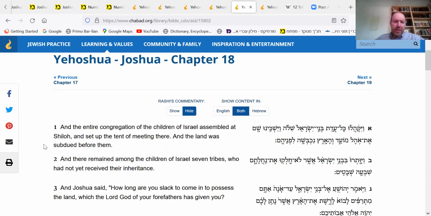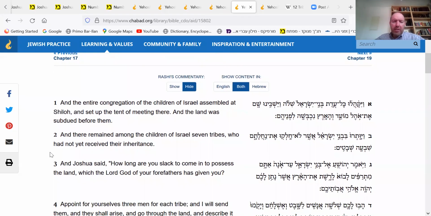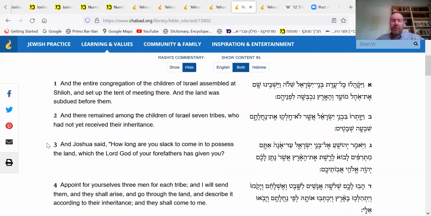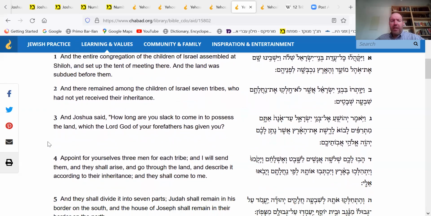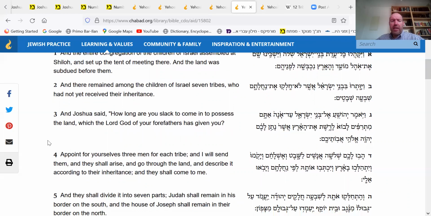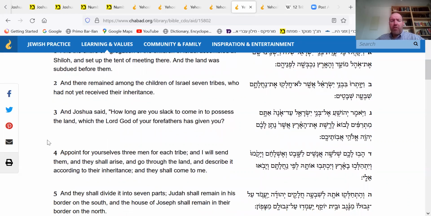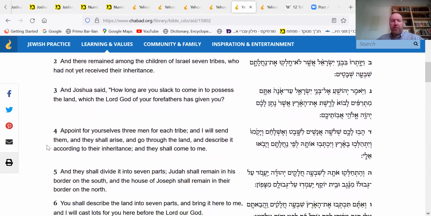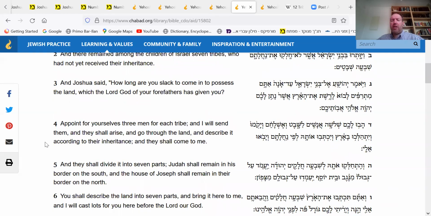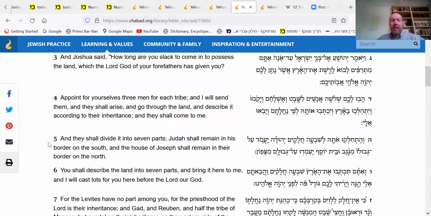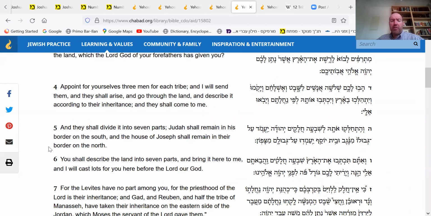And then we're informed: there remained among the children of Israel 7 tribes who had not yet received their inheritance. And Joshua said, how long are you slack to come in to possess the land which the Lord God of your forefathers has given you? Appoint for yourselves 3 men for each tribe, and I will send them, and they shall arise and go through the land and describe it according to their inheritance, and they shall come to me. And they shall divide it into 7 parts.